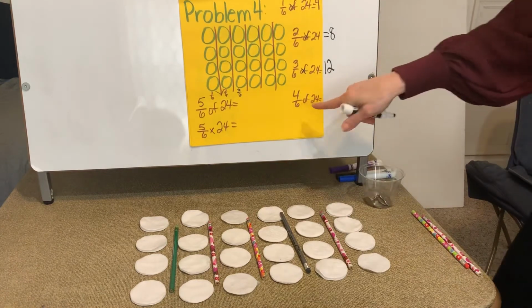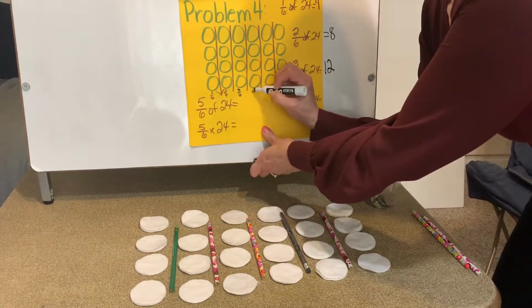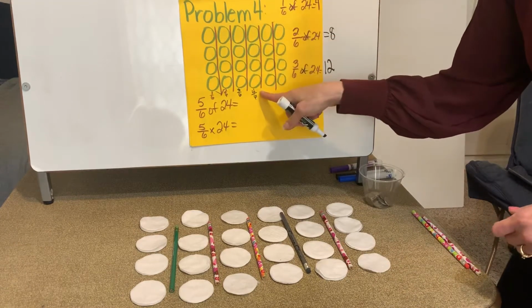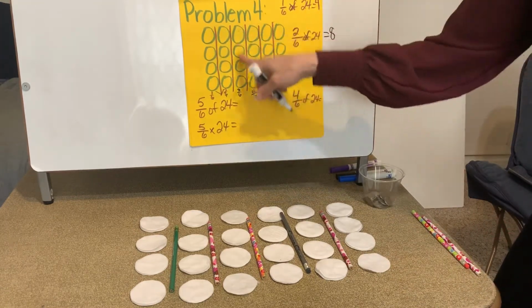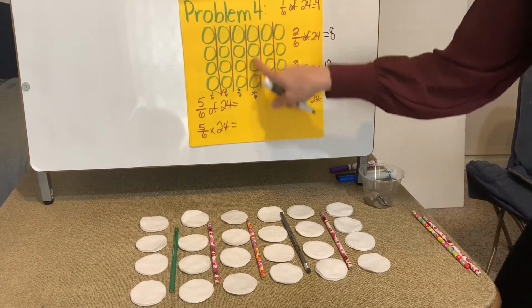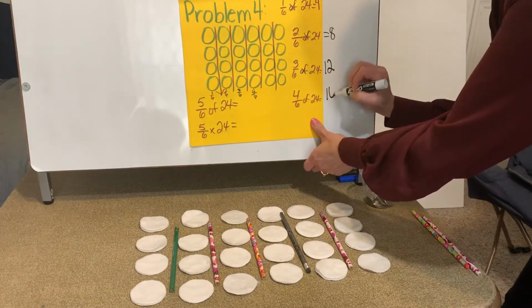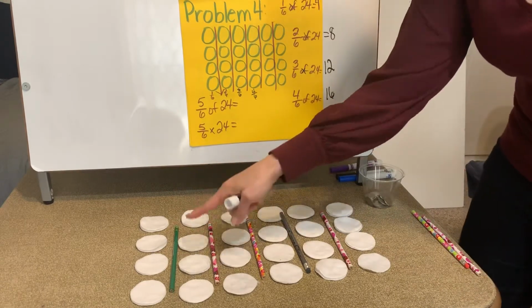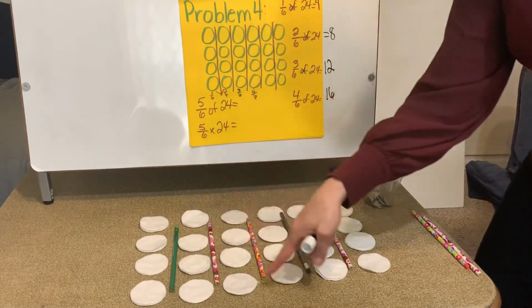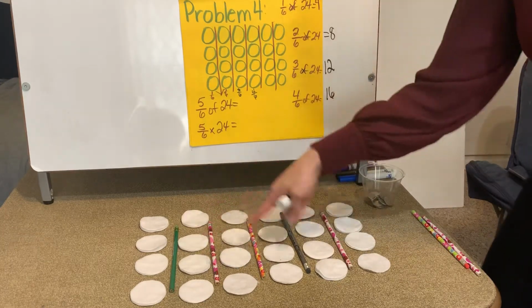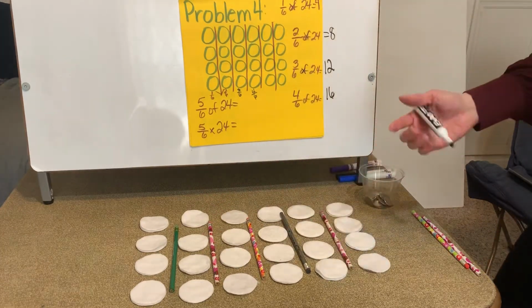All right, 4/6. Well, 4/6 would be right here. It would be all of these groups right here. So we know that this was 12. We add 4 more in there, and we've got 16. We look down here, 1/6, 2/6, 3/6, 4/6. That would be 4, 8, 12, 16, counting by fours.